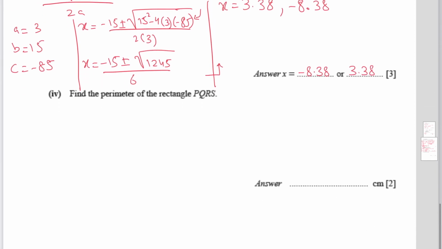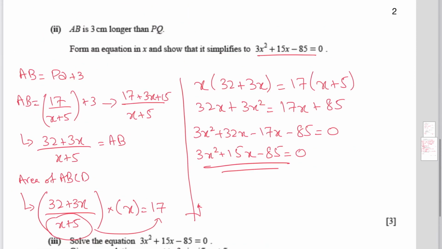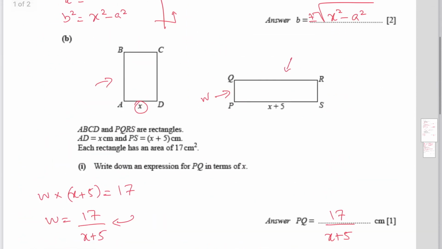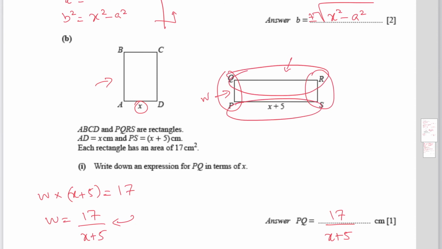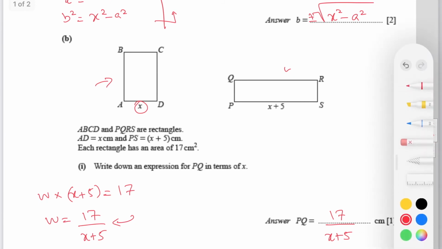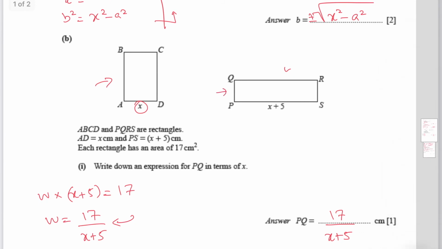The next part says find the perimeter of the rectangle PQRS. In order to find the perimeter, what you have to do is multiply 2 with PQ. Let's look at this rectangle over here. So this length plus this length plus this length plus this length would give us the perimeter. So basically, instead of making all these circles, I can simply find the length of this side or the width of this side and multiply it by 2, and I can find this and multiply this by 2.